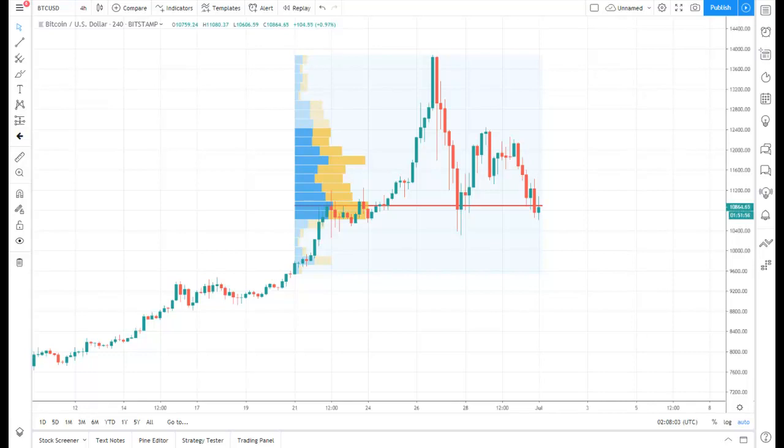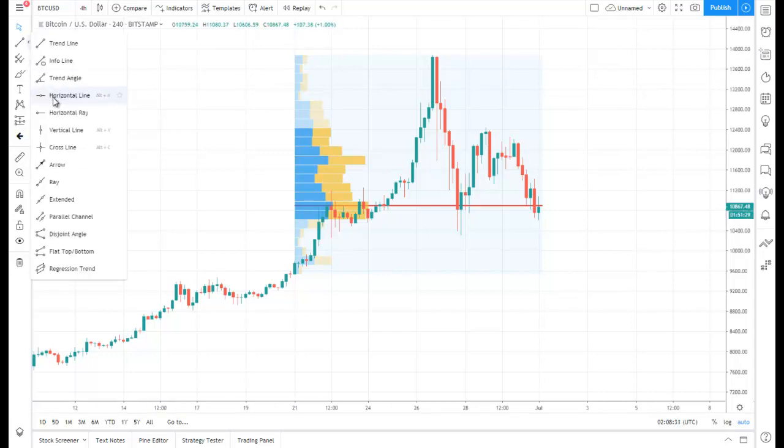pullback. And the way we hunt entries on a pullback is we want to enter at a high value zone. And a high value zone has two specific characteristics. It's a previous zone where price has either found support or resistance, and is a zone of previous high volume. In this case, we have both.